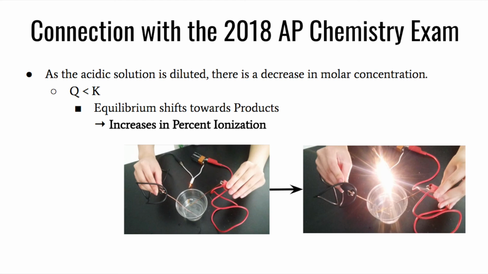As the acidic solution is diluted, there is a decrease in molar concentration. If the student were to create a Q expression using the decreased molar concentrations, then Q will become less than K. Therefore, equilibrium will be shifted towards the products, overall increasing percent ionization.